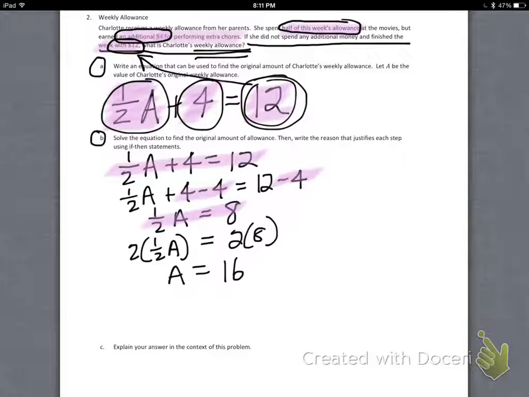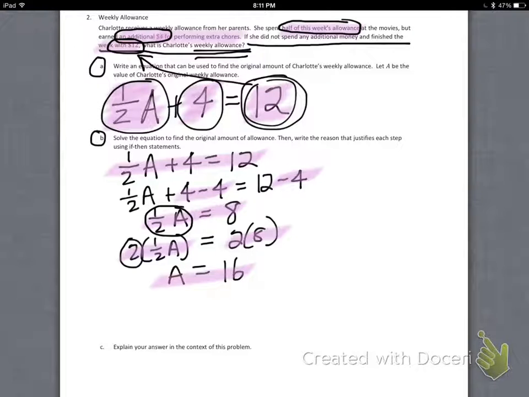If I'm going to isolate this A and make it into 1A, where I only have a half, remember I have to multiply by the reciprocal. The reciprocal of 1/2 in this case, of course, is 2. Whatever I do to one side, I need to do to the other. So I multiply 1/2 A times 2, and then 8 times 2. At the end I'm left with A equals 16.